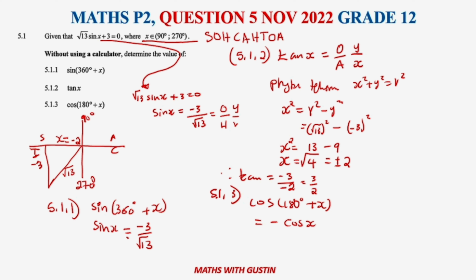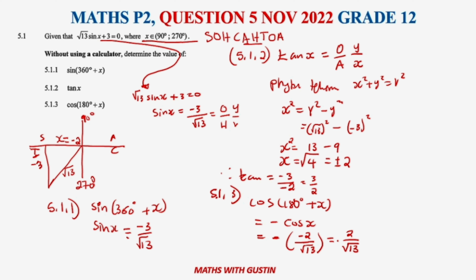It will show you all the basics of how to reduce an angle to this one here. All right, so we know cos x is going to be what? Cos x is going to be adjacent over hypotenuse. Adjacent is x, which is negative 2, over hypotenuse, which is square root of 13. And therefore our final answer is going to be 2 all over square root of 13.